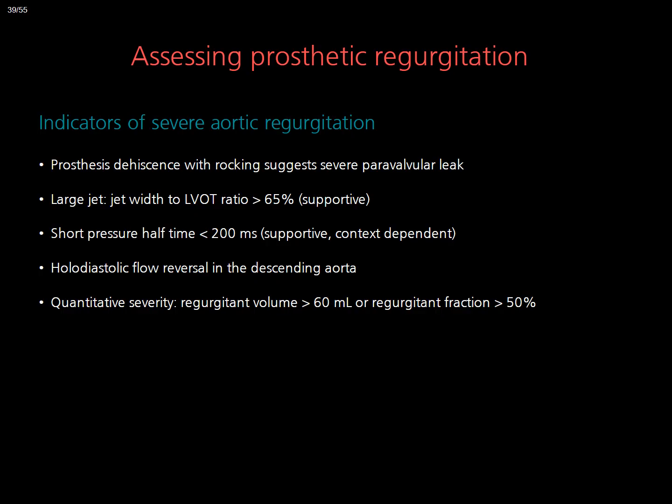Grading prosthetic aortic regurgitation is difficult, so use an integrated approach. A rocking prosthesis or clear dehiscence is a major red flag and often implies severe paravalvular leak. Supportive Doppler signs include a wide jet occupying much of the LVOT and a short pressure half-time. Holodiastolic flow reversal in the descending aorta strongly supports severe regurgitation. When feasible, confirm with quantitative measures such as regurgitant volume above 60 milliliters or regurgitant fraction above 50%.